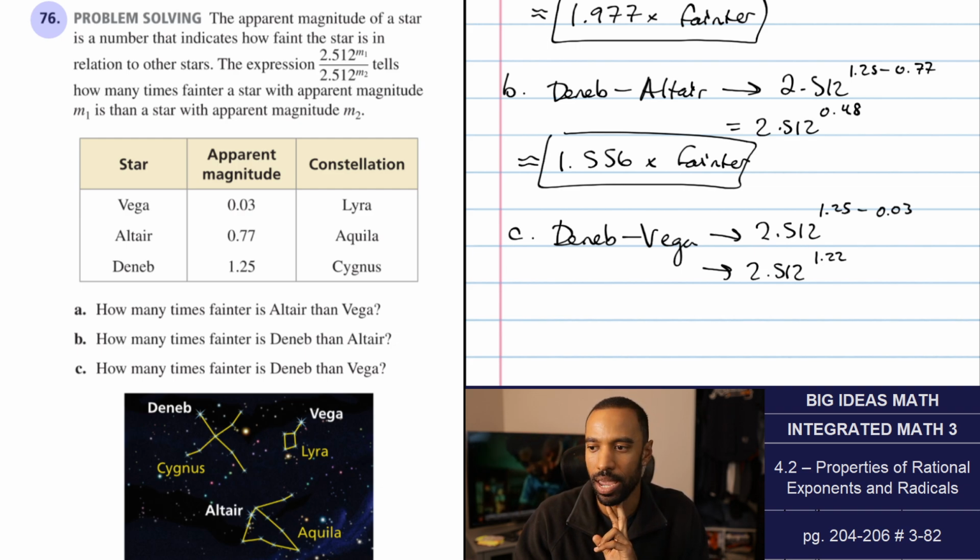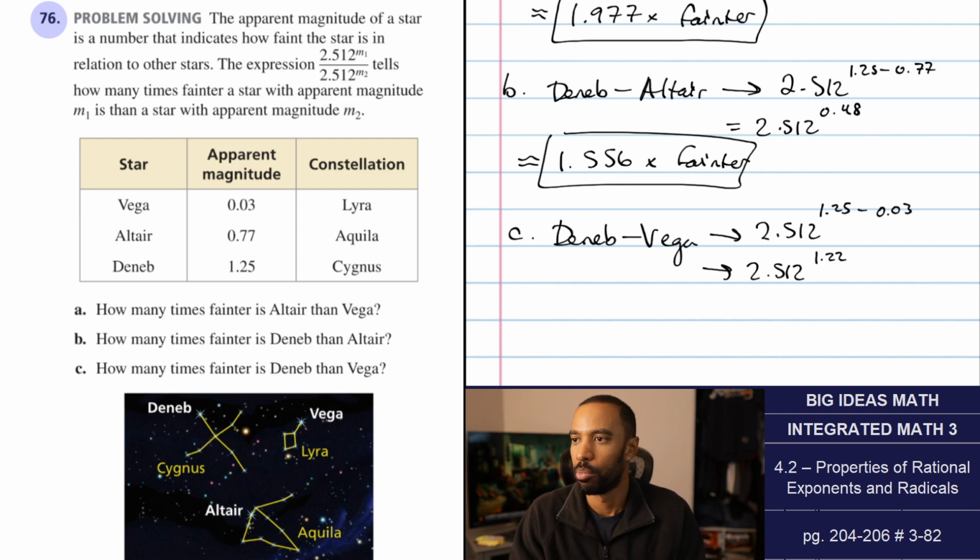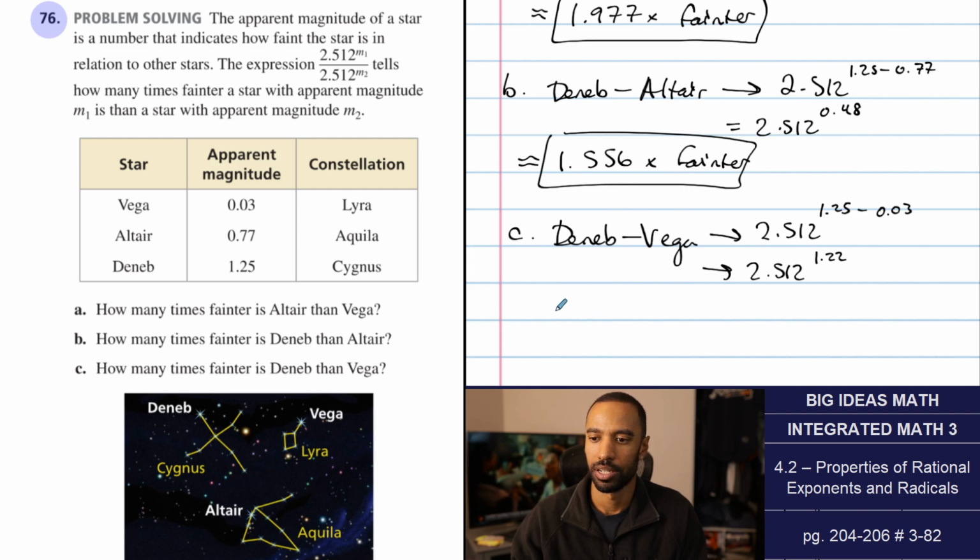2.512 raised to the 1.22 power, and I'm getting 3.07-ish. So about 3.076 times fainter. Now, I want to show you the calculator for a second here.